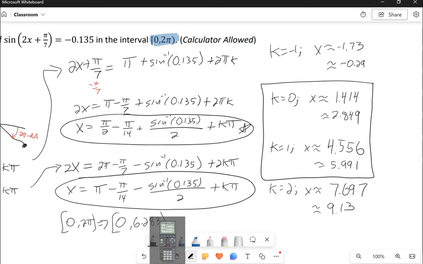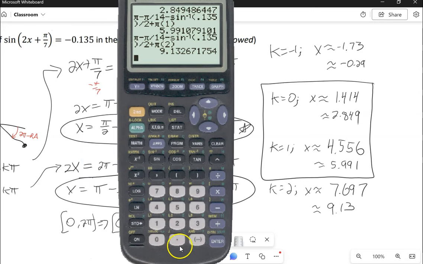I want to show you that these work. I'm still in radian mode. If I did sine of 2 times, let me do the 4.556. Now note, 4.556 is an approximation. It's not the exact answer. So this won't be perfect, but it should be close enough. So 2x plus pi sevenths. This should be -0.135 right around. There we go. We can see this value works. You can check all of these and they'll all be right around -0.135. Okay, I hope this helps.